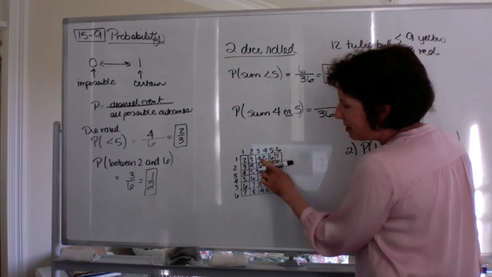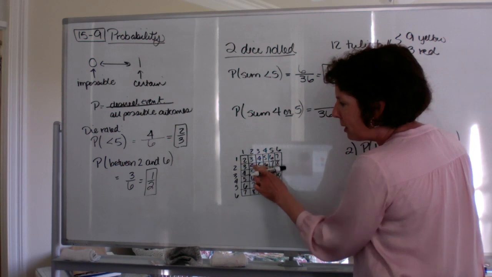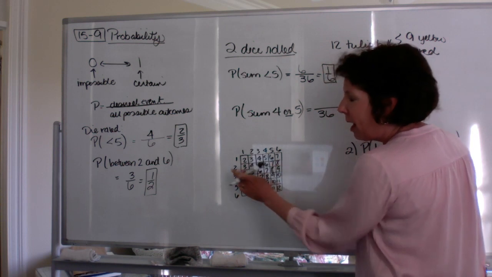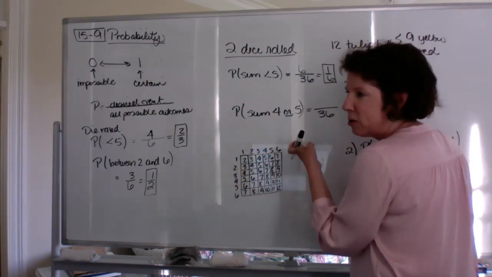There are 3 ways to get a 4. I could roll a 1 and a 3, I could roll a 2 and a 2, or I could roll a 3 and a 1. Think of these as 2 distinct different dice. One's, let's say, red, and one is green, okay?